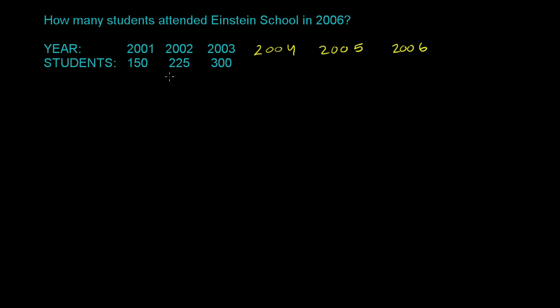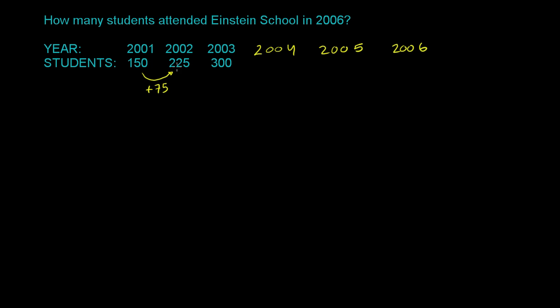When we go the first year, what happens to our student population? We go from 150 to 225 students. And the easiest pattern to think about is, well, just how much are we increasing by every year? So how much do we have to go from 150 to 225? We increased, well, if you increase by 50, you get to 200. So we increased another 25. So we increased by 75 students.